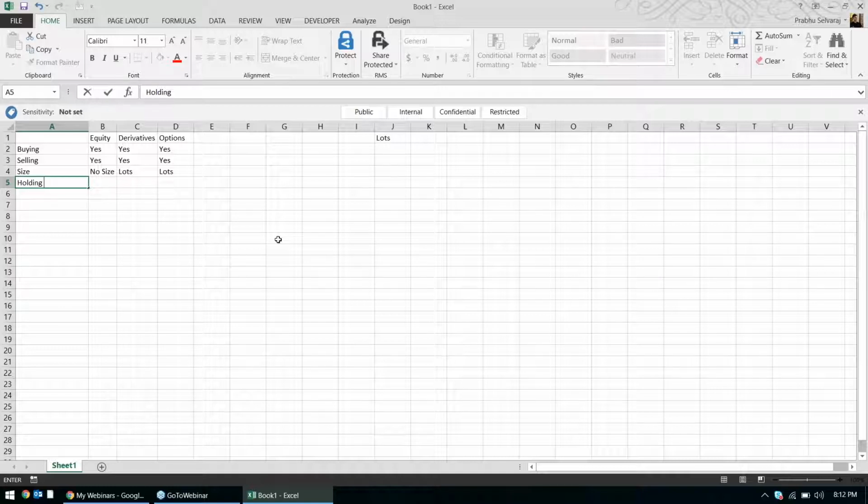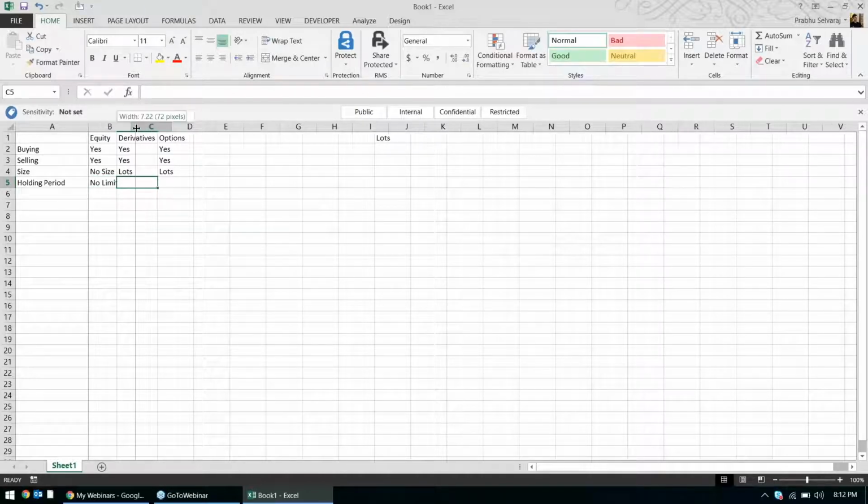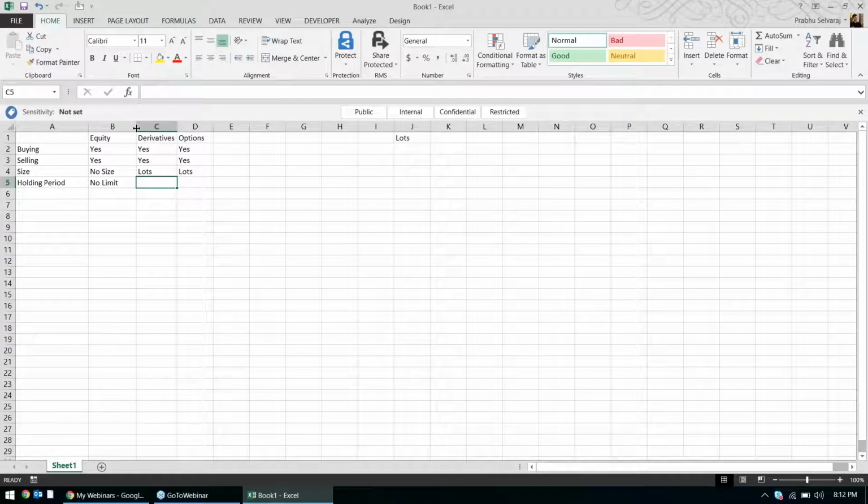Holding period: no limit. You can hold shares 1 year, 2 years, 3 years, 4 years, 5 years. We don't need to worry about 30, 40 years. For our trading, we can hold shares 5, 10 years, no restrictions. But derivatives have to be sold.